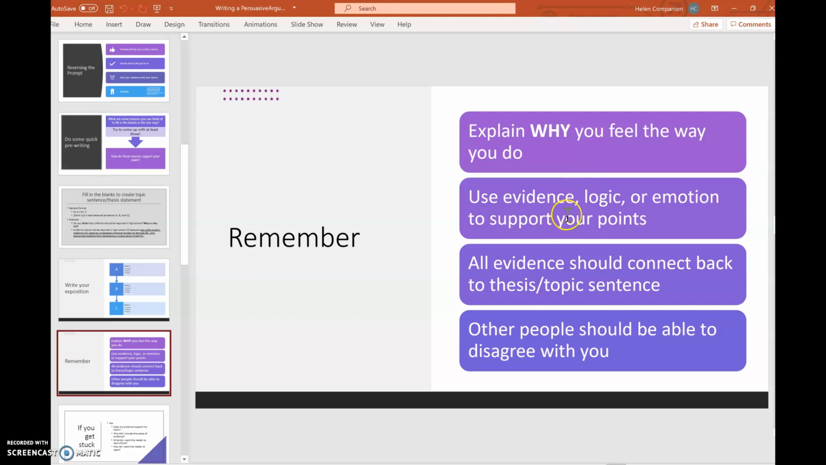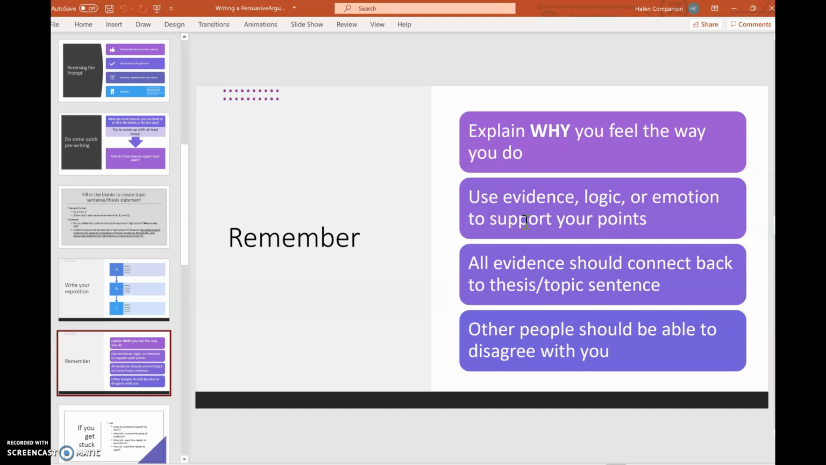You're going to use evidence, logic, or emotion to support your points. Really the difference between an argumentative mode and a persuasive mode is that persuasive primarily uses emotion and argumentative primarily uses logic and data. But in reality, you'll probably use both of them in most types of essays. So I combine the two modes because they're not really mutually exclusive. You do use them both.